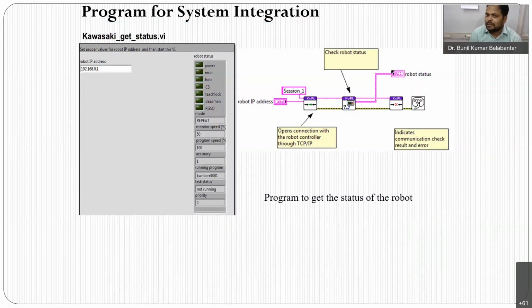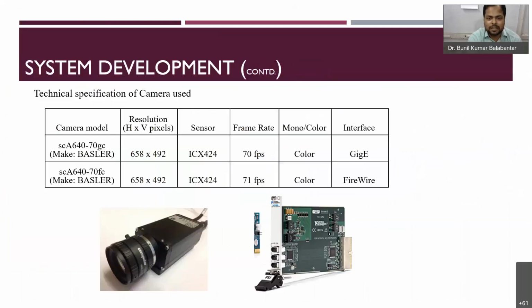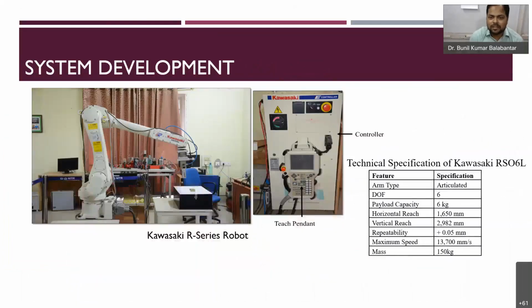Is the robot power on or not? Is there any error state available in the robot or not? Is there any control signal which is interfering in the robot or not? All this you have to look at. There is a teach pendant. Let me go to the robot. Yes, this small item is the teach pendant.